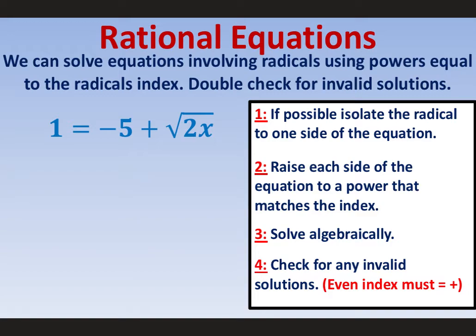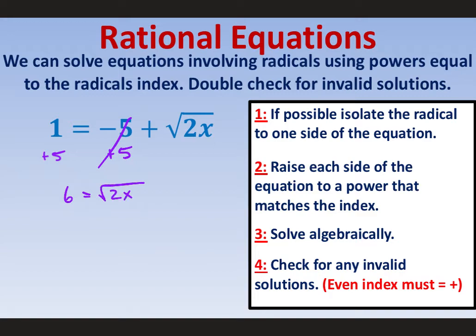So let's go ahead and do this first one. This first one is pretty straightforward. We'll go ahead and dive right in. First of all, I want to isolate the radical. To do that, I'm going to add 5 to both sides. Add 5 to both sides. Okay, that'll give me 6 equals the square root of 2x.